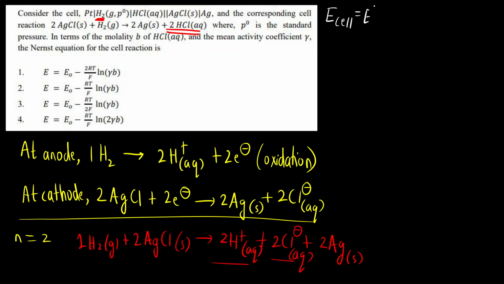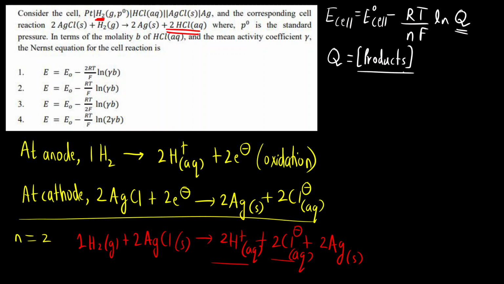E cell is equal to E0 cell minus, here it is, ln, so we will write nRT. There will be no 2.303, it will be RT upon nF ln Q. This is the formula. Q is the reaction quotient that we have to find out. And n we have found out it is 2. Q is the reaction quotient, concentration of products divided by concentration of reactants.